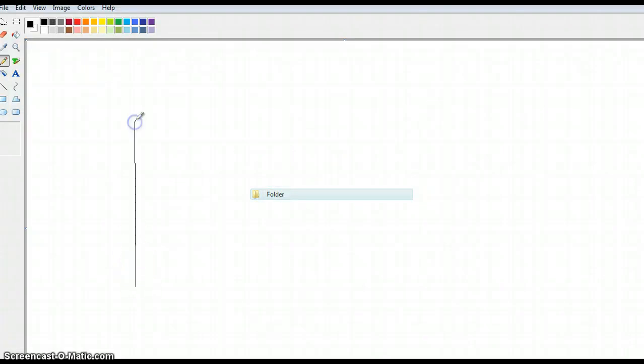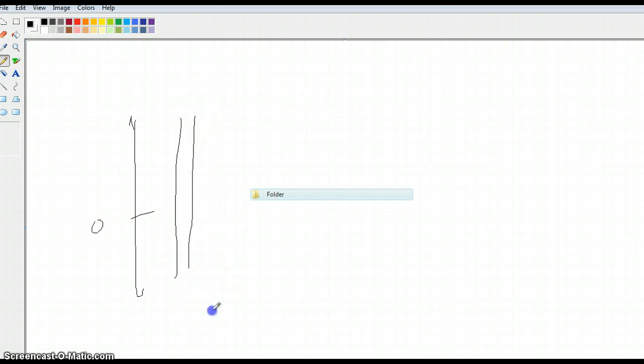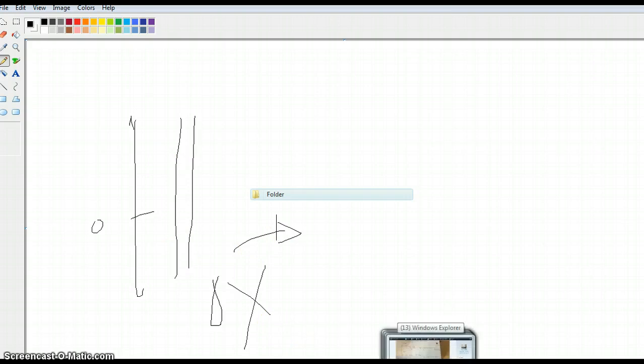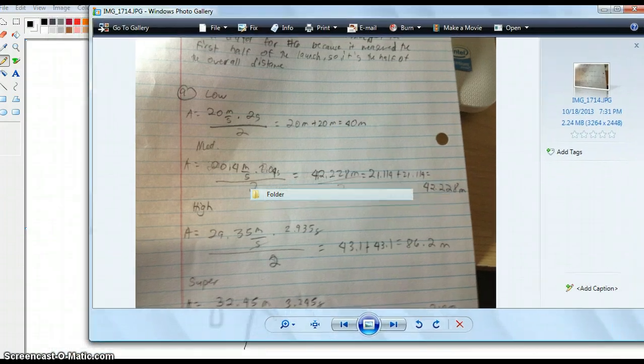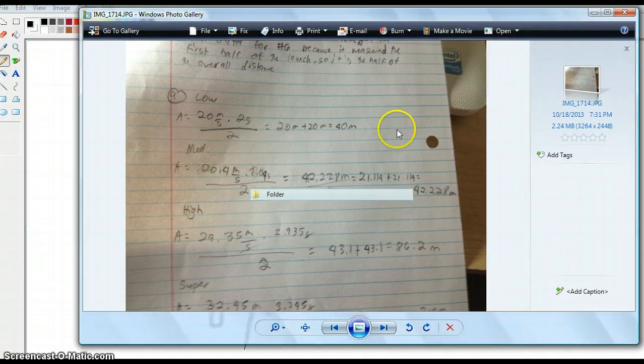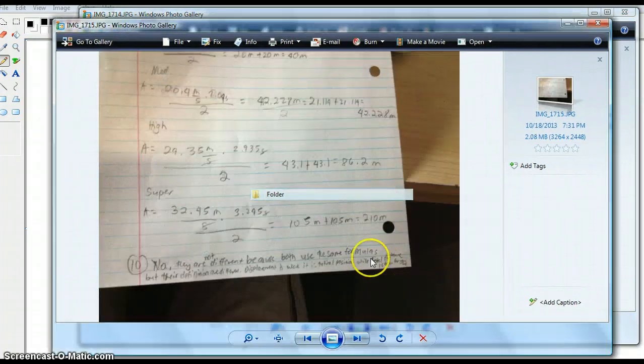So basically, from here, 0. Sorry, I'm using a mouse. You go up here, that's the first distance. Then you go back down here, which is the final distance. So that's the same thing as number 8, because it's the total distance. So therefore it's the same answers. 40 meters. For low, medium is 42.228, high is 86.2, and super is 210 meters.